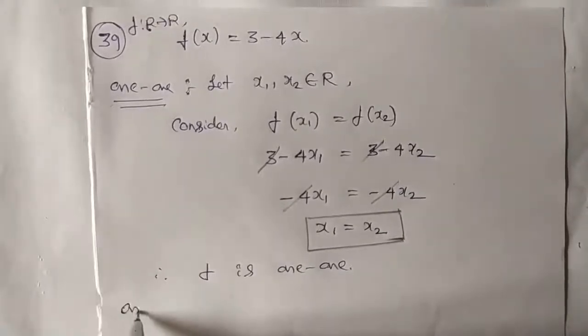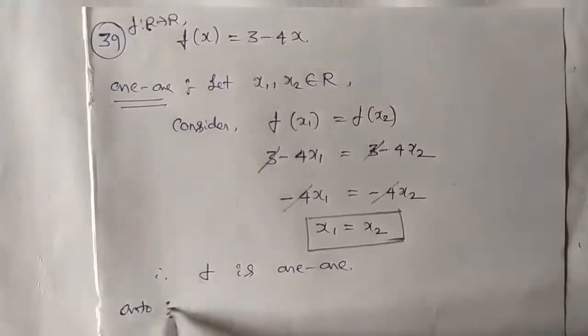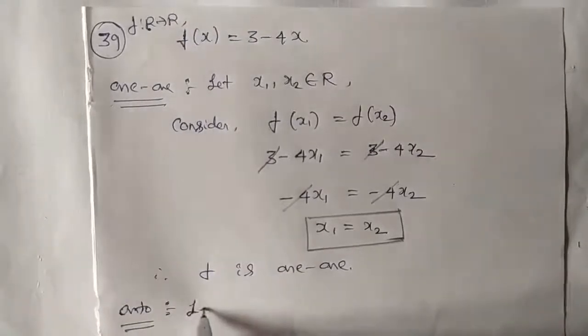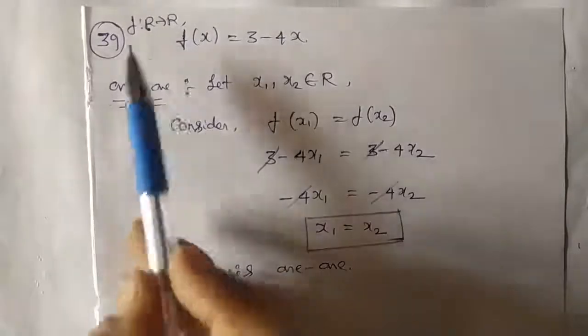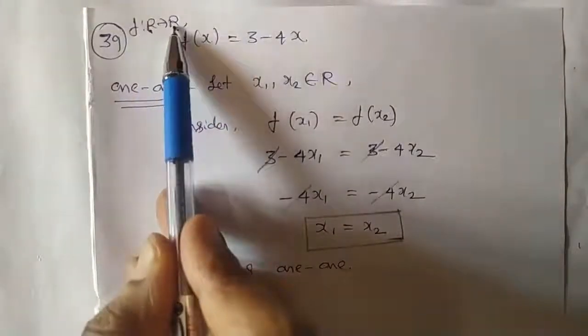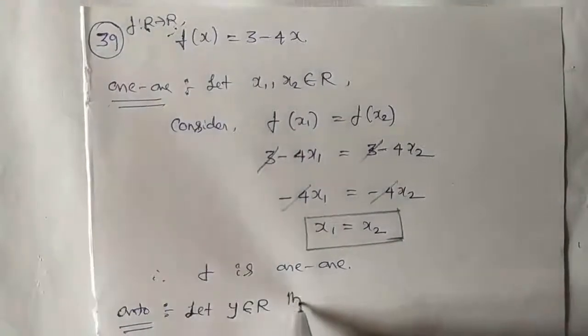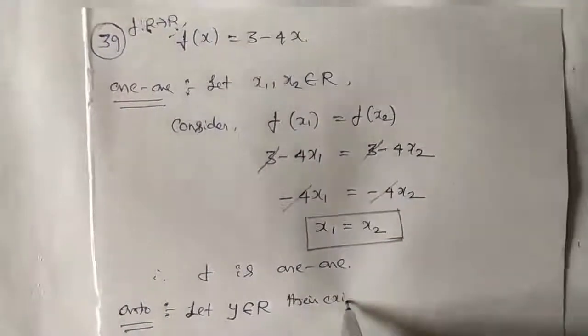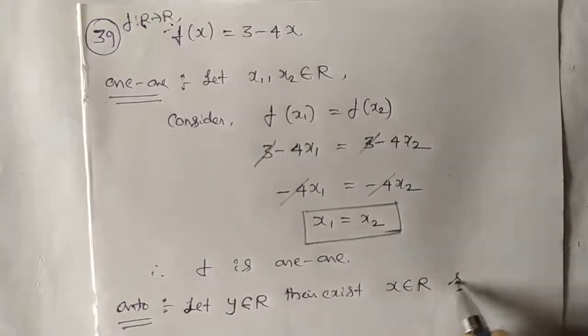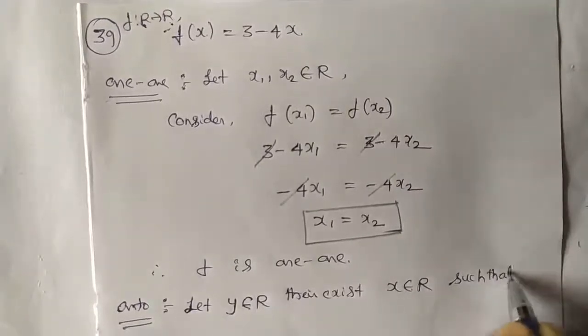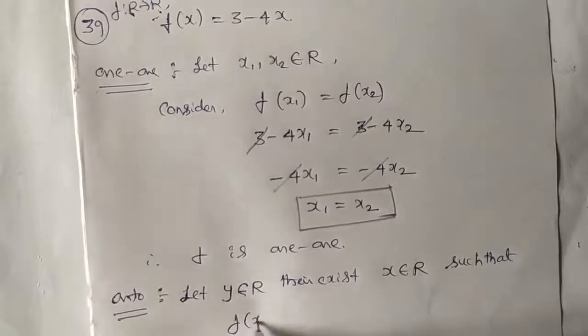Next, onto function. Let us check onto. For this, first write the definition. Y belongs to codomain, that is the real numbers. Domain is also real numbers, codomain is also real numbers. There exists x belonging to the domain, which is a real number, such that f of x equals y.